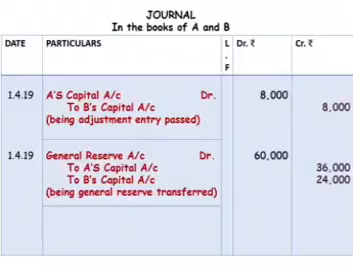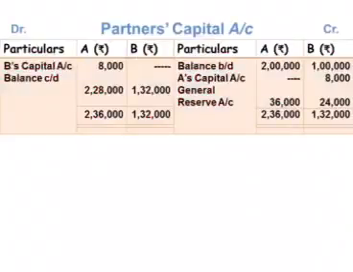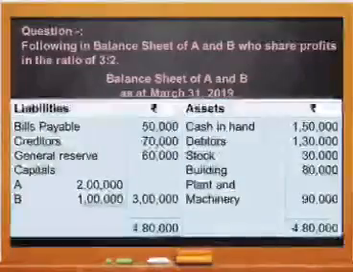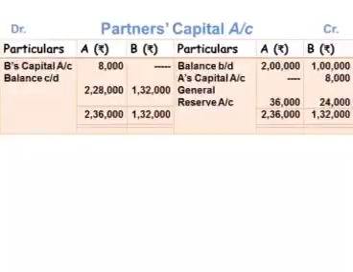Let's prepare the partners' capital account now. The first thing we write is balance b/d on the credit side. Quickly see from the balance sheet what is the amount of partners' capital of A and B. A 2 lakh, B 1 lakh. Next, we will post the journal entries into the partners' capital account. What is the first journal entry that we did? It was for goodwill and revaluation. Let us post it now. After that, we recorded a journal entry for general reserve. Let us post it also.